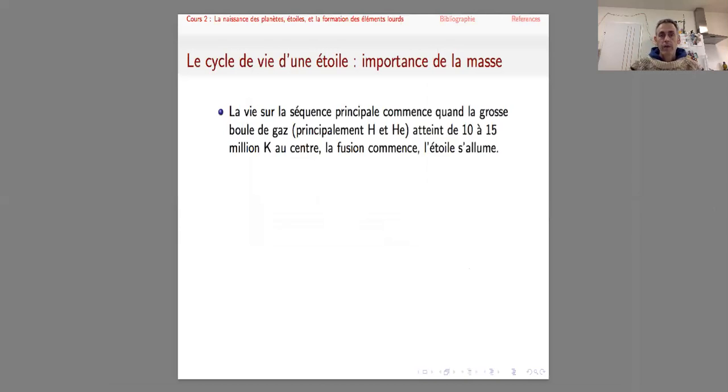The life on the main sequence for a star begins when the big ball of gas compresses and reaches a temperature of between 10 and 15 million degrees in its center. This allows the fusion reaction to start, the forming of deuterium from hydrogen that we looked at in detail in the last video. And the star lights up. So that begins its life on the main sequence.